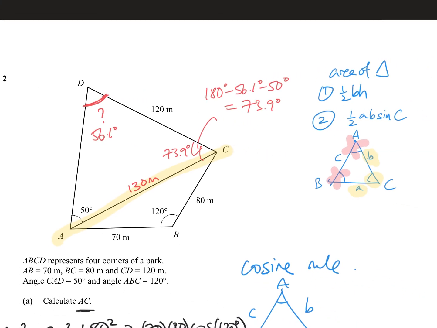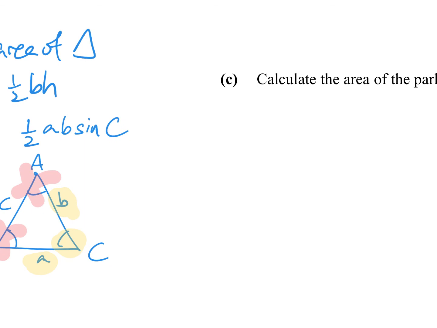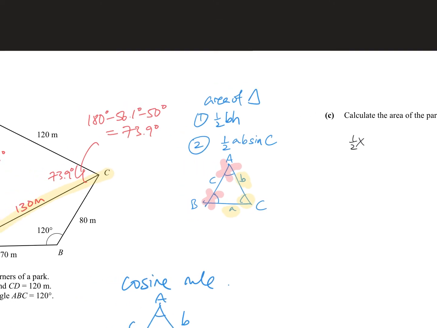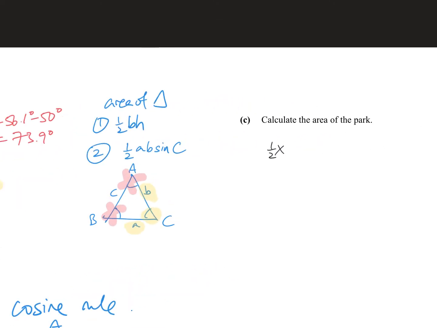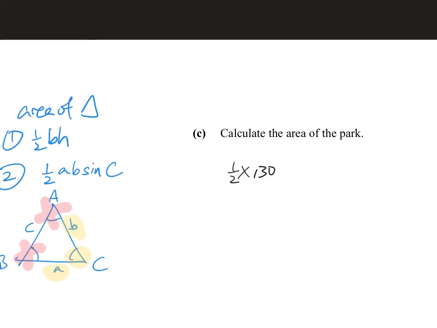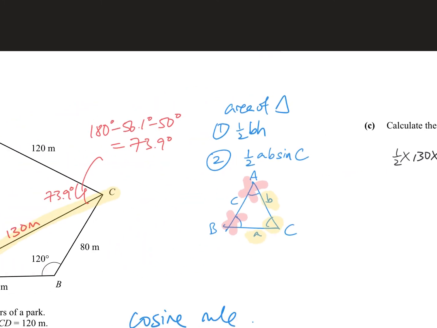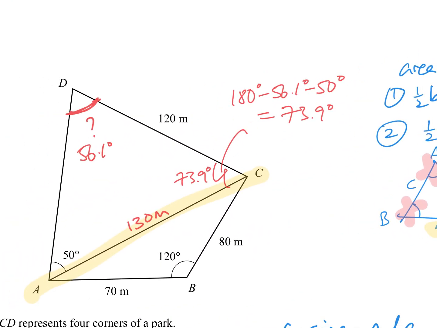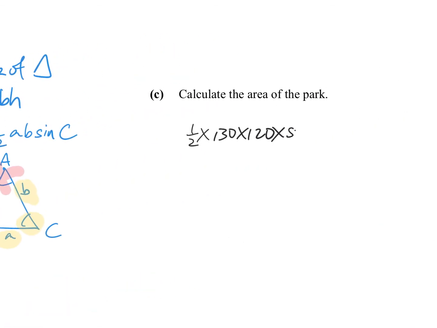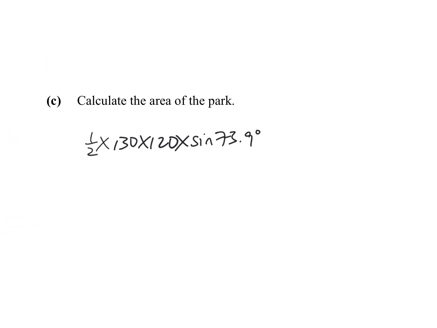Okay, and then so we can find the equation. We can find the area of this triangle. So let's just go ahead and write that down. So half. Oops, let me use black. Half times 130 times 120. So 130 times 120 times sine of the angle in between, which is 73.9, times sine 73.9. So there's one triangle.